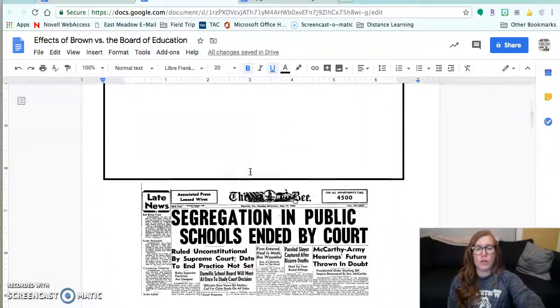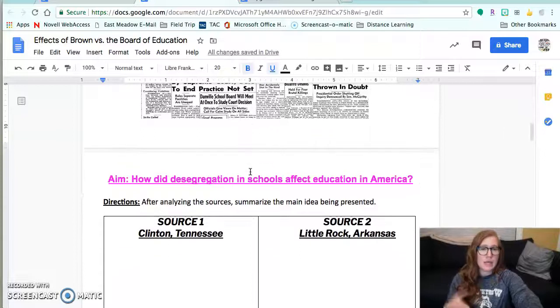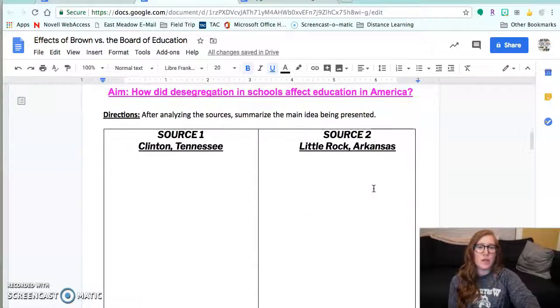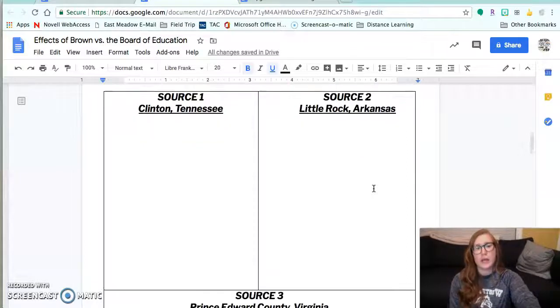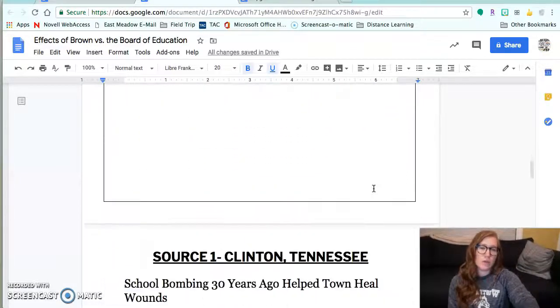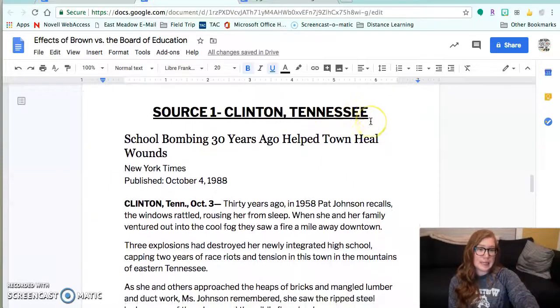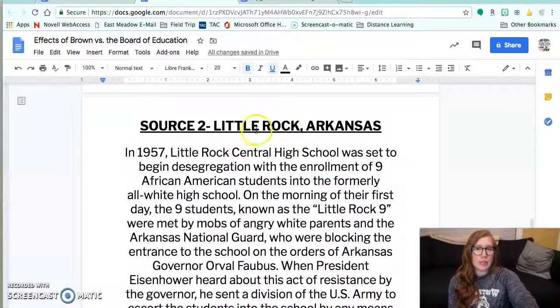And then you guys are going to read a little bit about what happens in real life circumstances. So your aim is, how did desegregation in schools affect education in America? And you're going to look at 3 specific towns, cities, schools, and you'll hear a little bit about stories in those areas. So the first you'll read about a school in Clinton, Tennessee. The next you'll read about is Little Rock, Arkansas. This one I think is probably the most infamous of all of the desegregation cases.